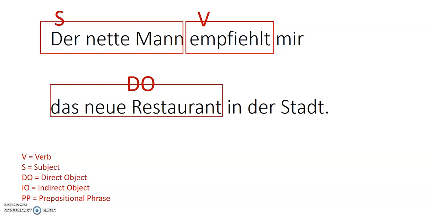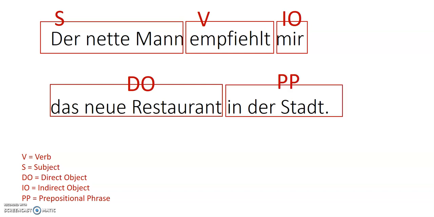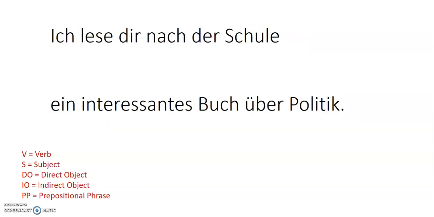Is there someone that's receiving the recommendation in the sentence? Mir, that's the dative form of ich, mich, mir. So that's a dative pronoun. And then what we're left with is in der Stadt at the end, and that is the prepositional phrase. Let's take a look at this one.